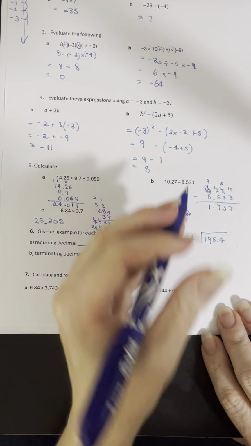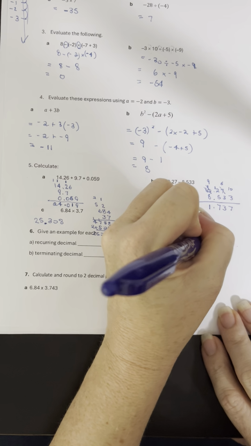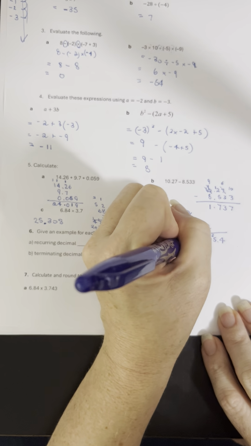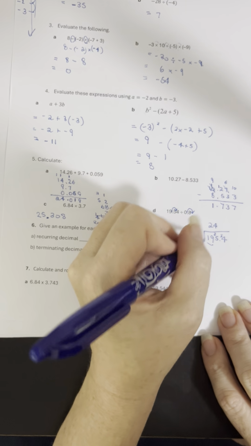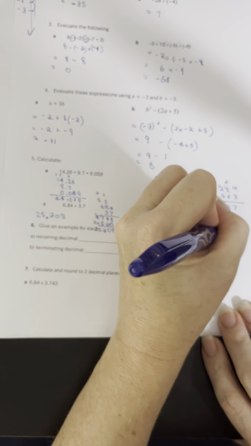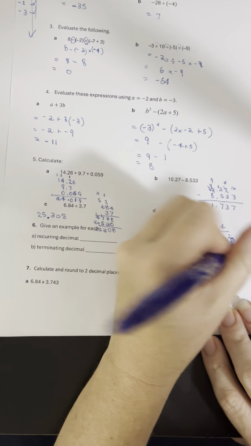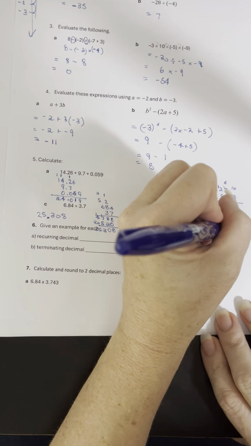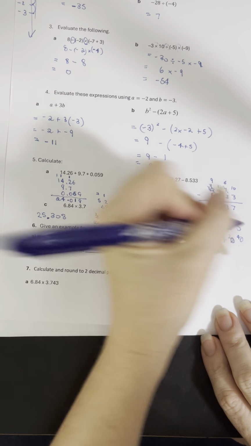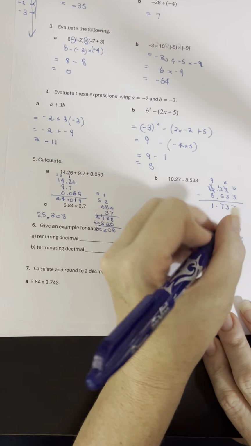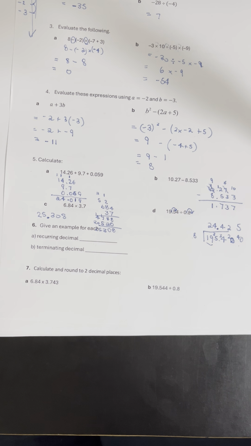So 8 can't go into 1, so I go 8 goes into 19 twice with 3 left over. 35 divided by 8 is going to be 4 with 3 left over. And then 34 divided by 8 is going to be 4 with 2 left over. Oops. 8 goes into 20 twice with 4 left over. And then 8 goes into 40 5 times. Now I just line up my decimal place. So I get 24.425.